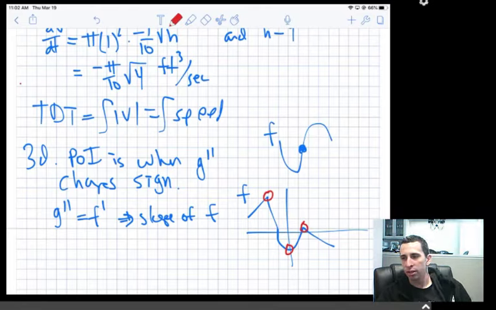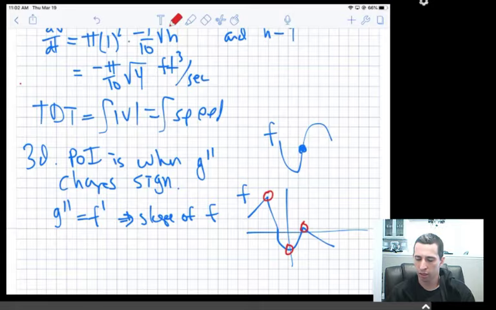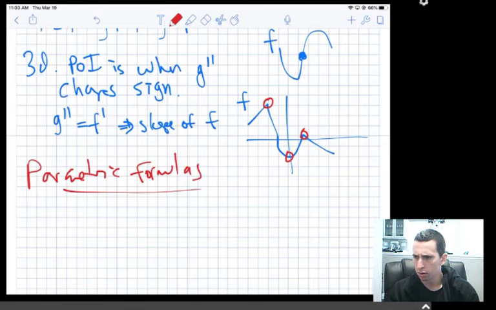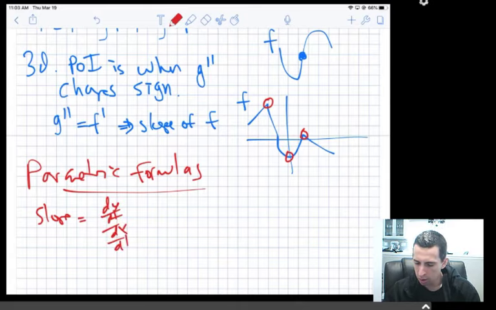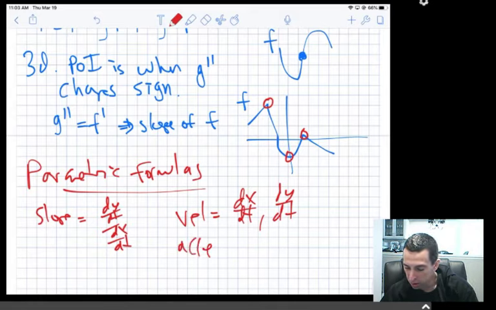Do you have to memorize the parametric formulas? What do you mean by the parametric formulas? Yeah, the parametric formulas that you should know, we can talk about those. You should know that slope is dy/dt over dx/dt. You should know that your velocity vector is the derivative of position, a dx/dt and a dy/dt.